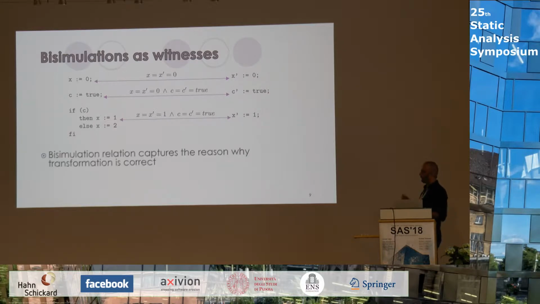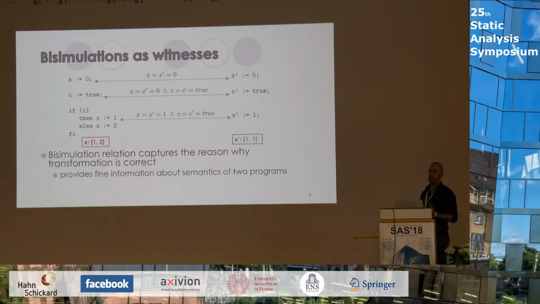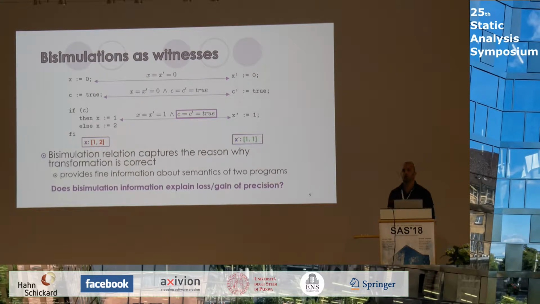Now, as bisimulations capture the reason why transformations are correct, we can see that they really provide useful information about the semantics of these two programs. More precisely, if we go back to the results of interval analysis on these examples, we know that the source analysis was imprecise because it was not able to keep track of the Boolean information. But this is precisely the information that's been captured by the bisimulation. So a natural hypothesis to state, or question to ask, is: do bisimulations explain loss or gain of precision introduced by program transformation? And the answer to this is yes.